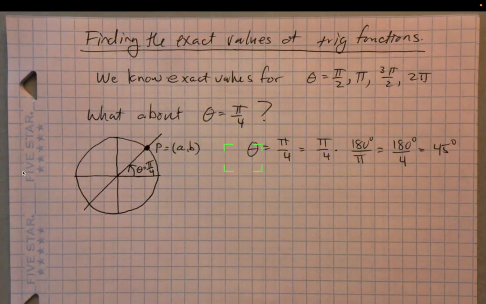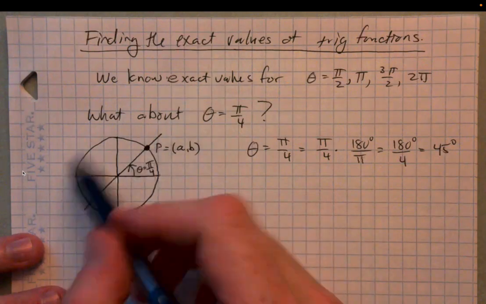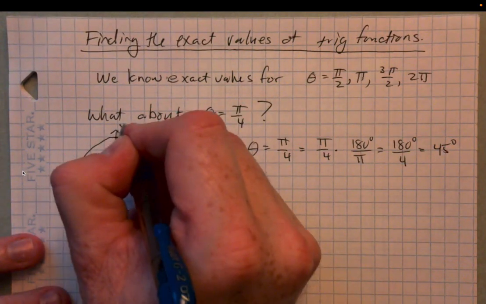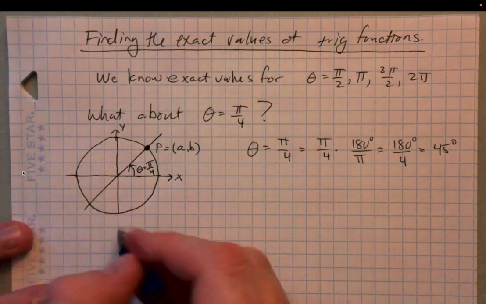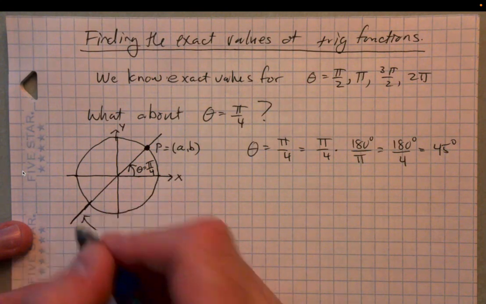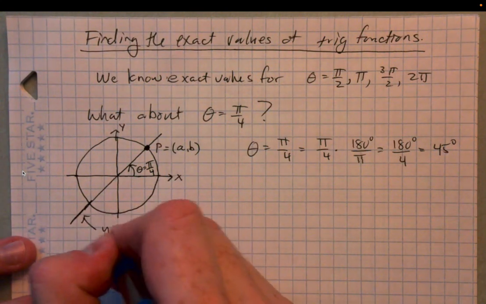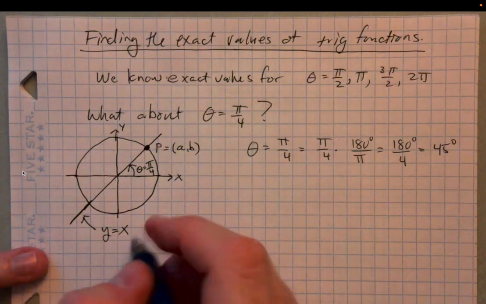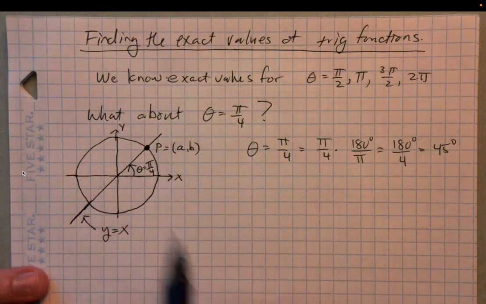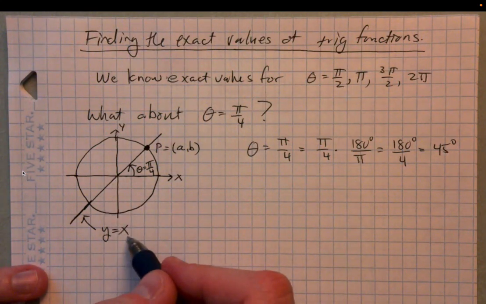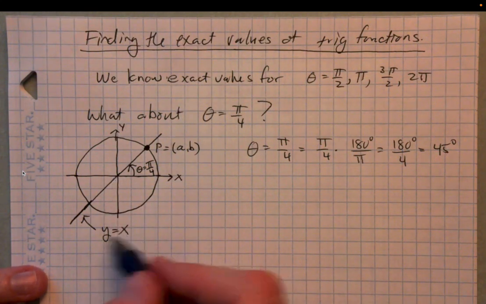So what can we say about this line? Remember, this is the unit circle, this is the XY plane. Well, this line here that I've drawn is the line y equals x. Remember, algebra and trigonometry are very tightly connected here. So y is equal to x. All that means is if I plug in 1 for x, I get out 1 for y.